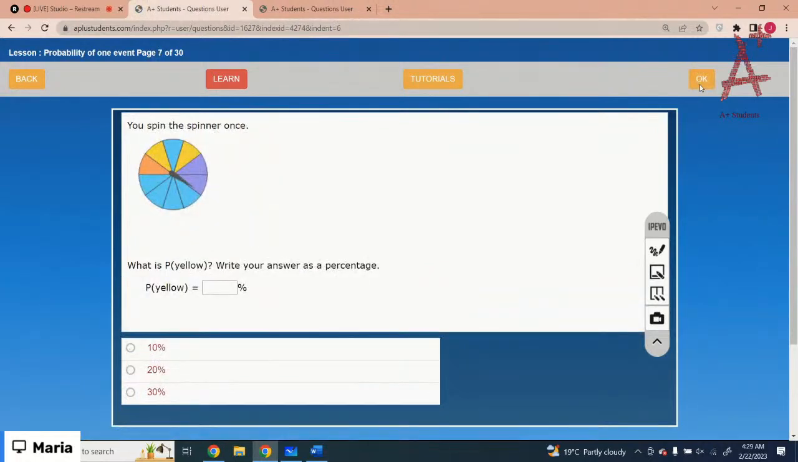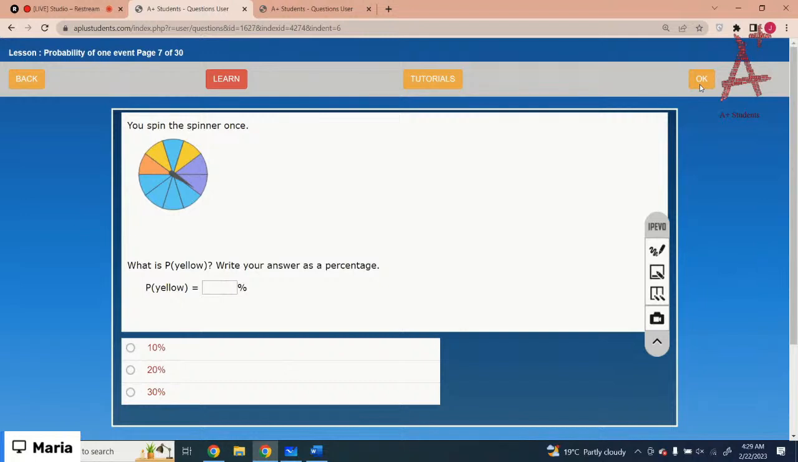Okay, you spin the spinner once. What is the probability of yellow? Write down the answer as a percentage. So the total portions in the spinner are 1, 2, 3, 4, 5, 6, 7, 8, 9, 10. So the total is 10.